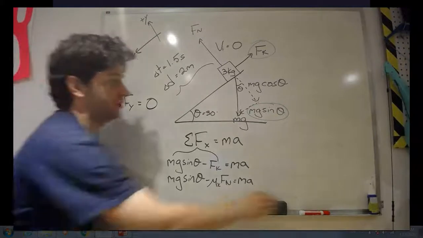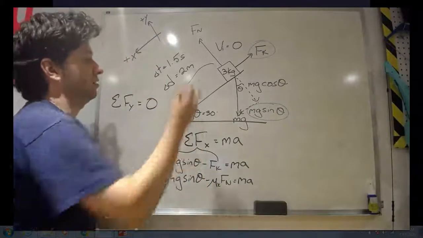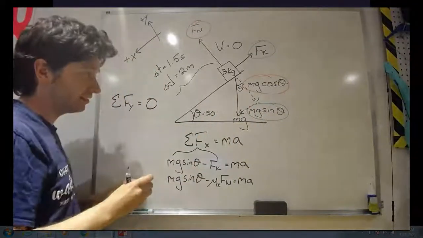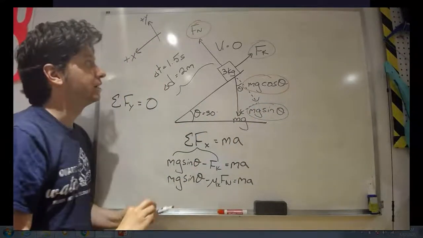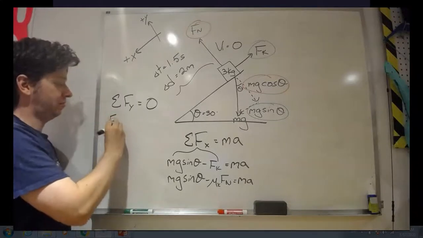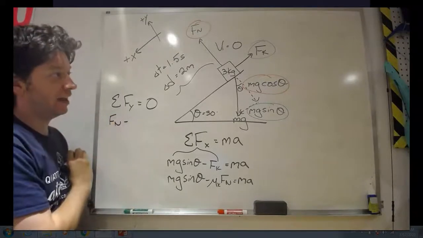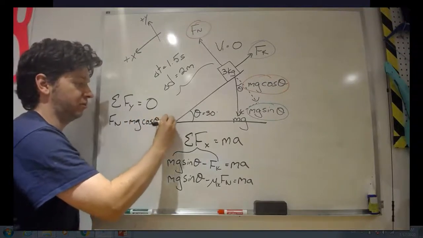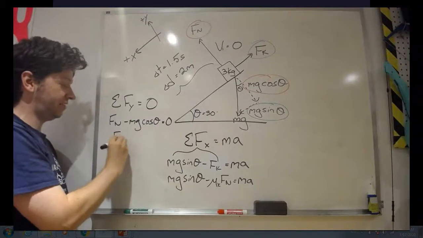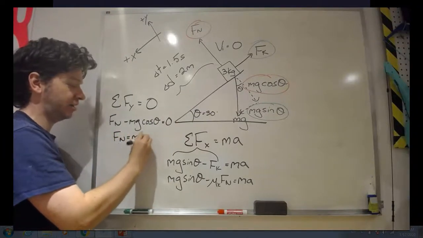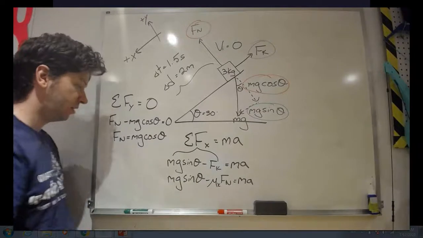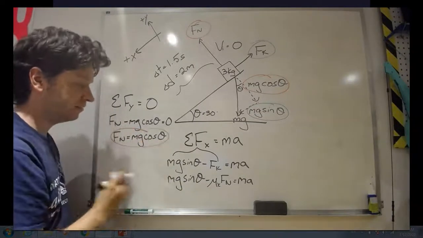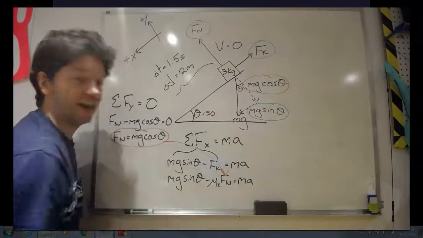Well, what forces do we have in y? Looks like we have the normal force and a component of gravity, and that's it. So we have Fn minus mg cos theta equals 0. Rearranging, Fn equals mg cos theta. So I'm going to sub this value into Fn.